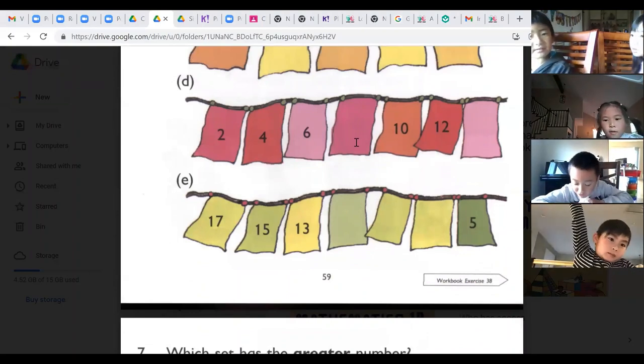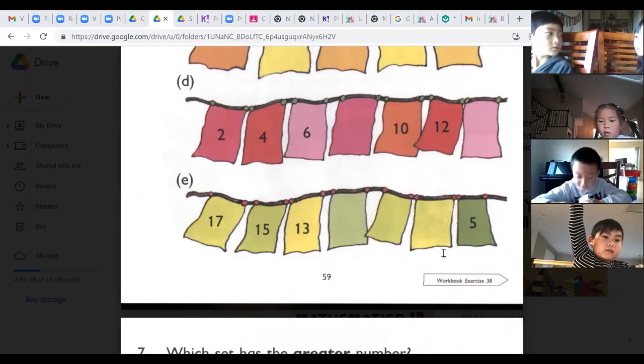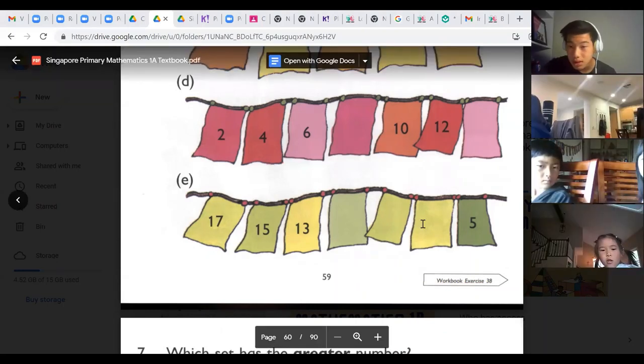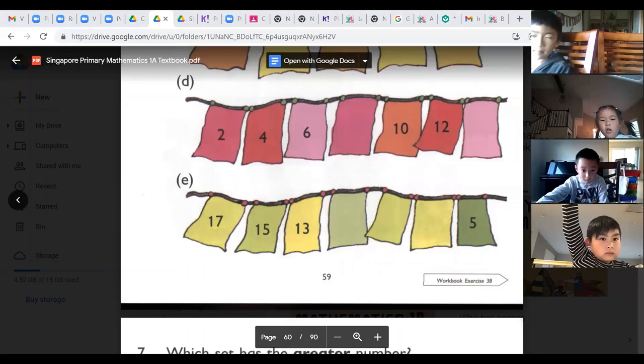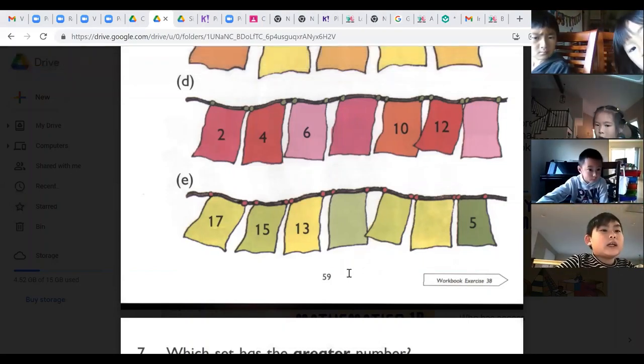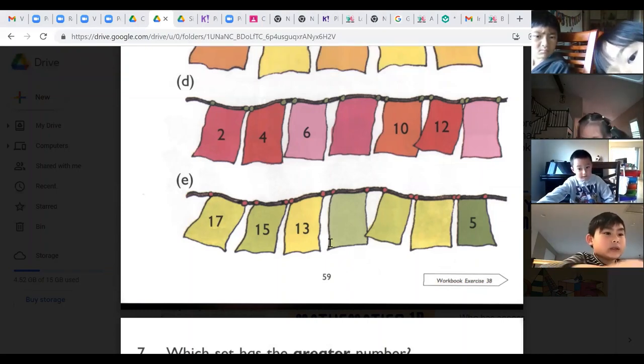Okay. Who wants to try this one? It's kind of the same concept, but it is used differently. Okay, Gordon, go ahead. Should I choose D or E? E. Okay.